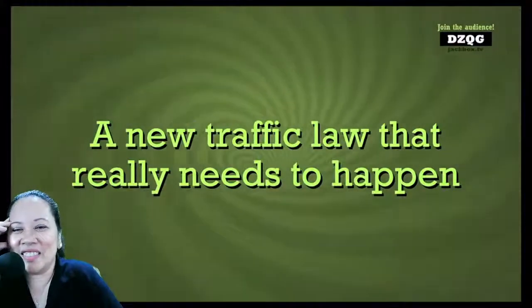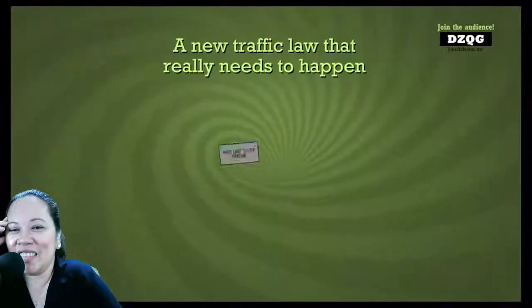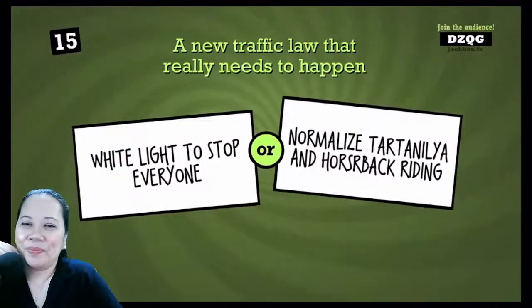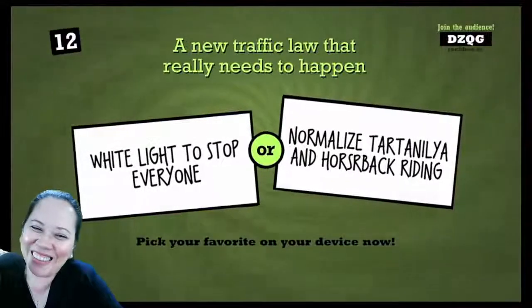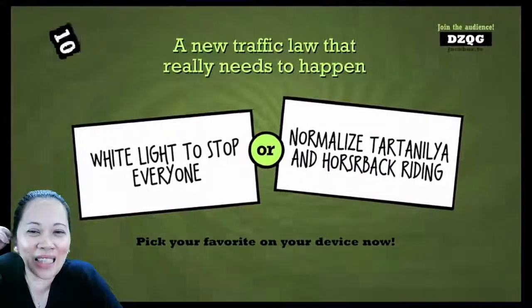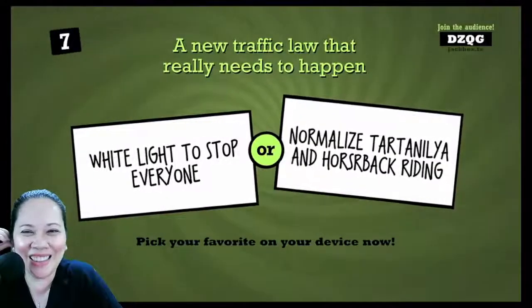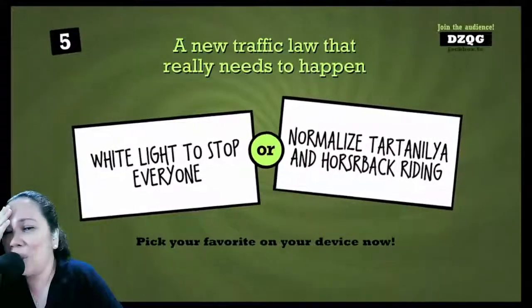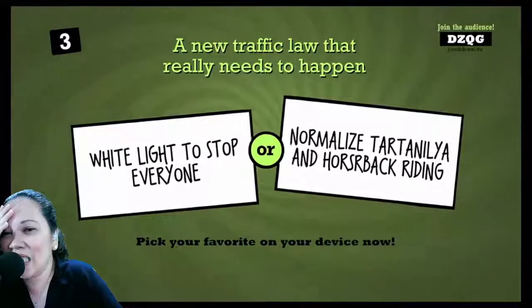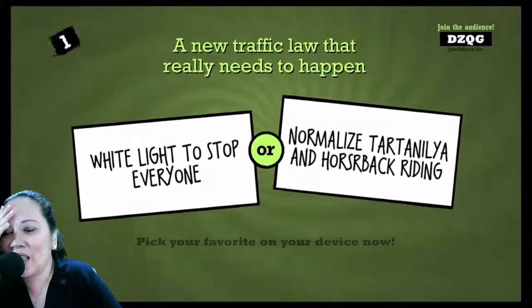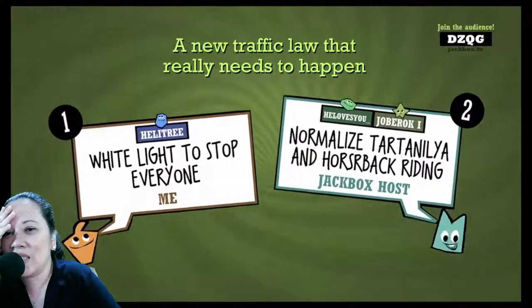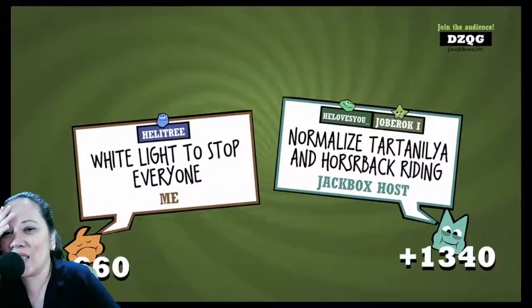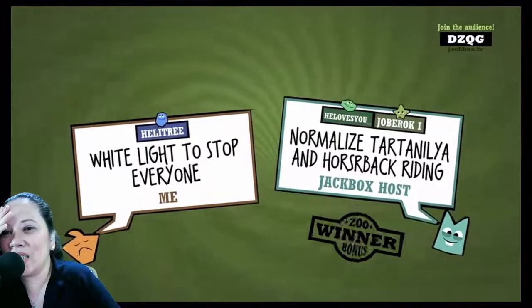It's okay, it's okay. Coming up next, a new traffic law that really needs to happen. Okay, what is this? Time to vote. Normalized tartanilla and horseback riding. White light to stop everyone. Oh, by the way, for those who don't understand, tartanilla is like the one that is being carried at the back of a horse. Jackbox host. Well done.